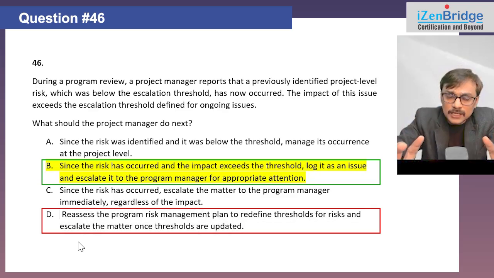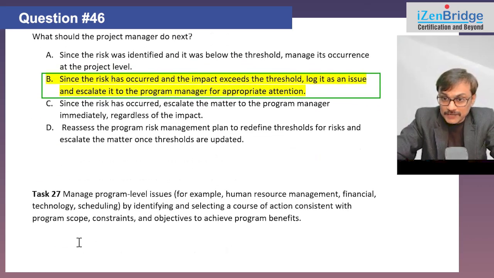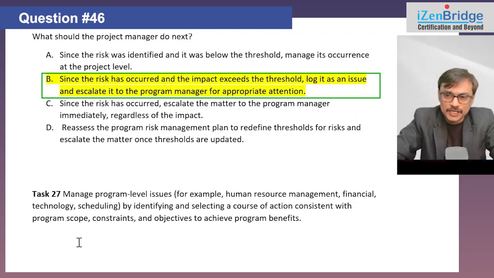Now, I need to keep in mind that this thing is an issue for me now. This thing is no more a risk for me. That's an important element because it's a reality now. It is not a probable event anymore. If I get that understanding, risk versus issue, I will get many questions right in my PgMP exam. So you do have a task which primarily talks about managing program level issues. It could be coming from many areas: human resource, financial, technology, any area of your program management. There could be an issue which you need to take care of and ensure that we meet our program objectives.